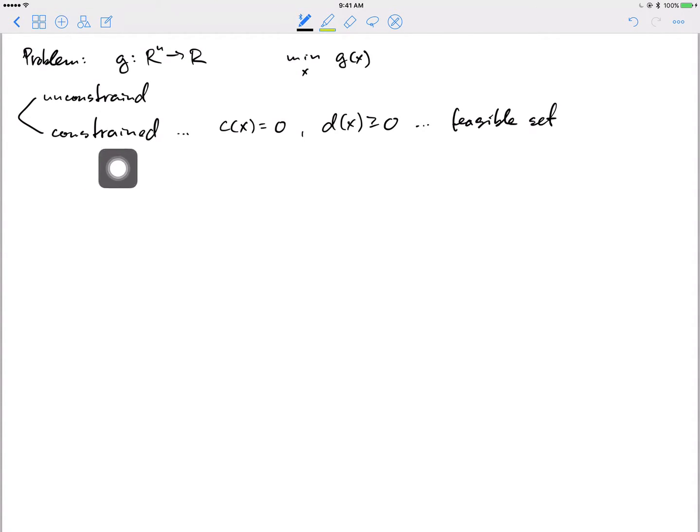And there you learn all this theory, and you hear things like Lagrange multipliers or KKT conditions. That all belongs to constrained optimization. So I won't go too much into that.